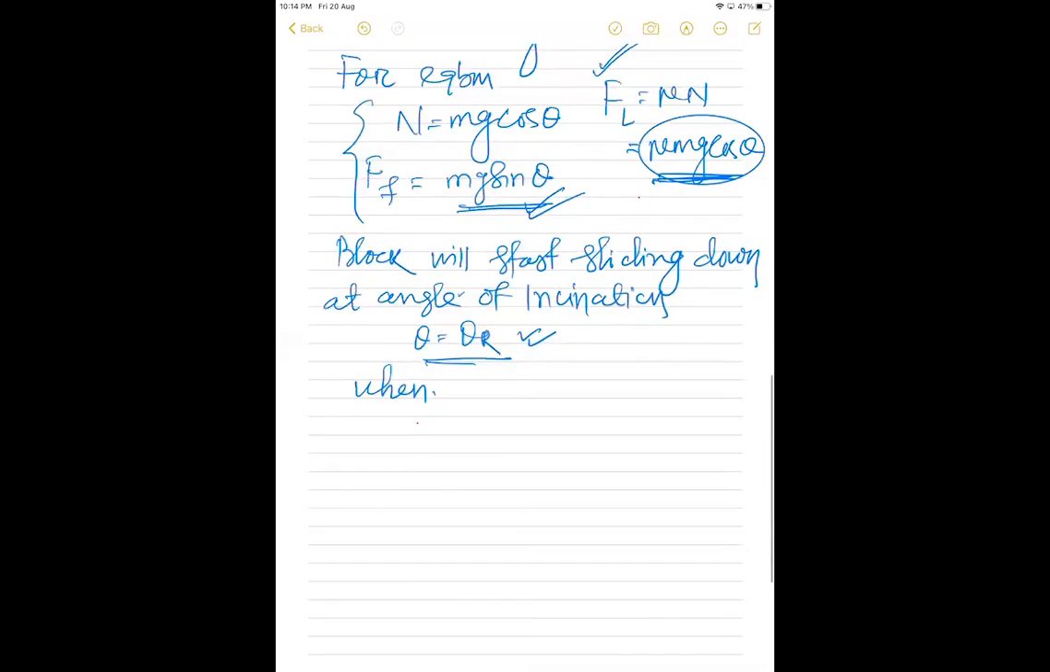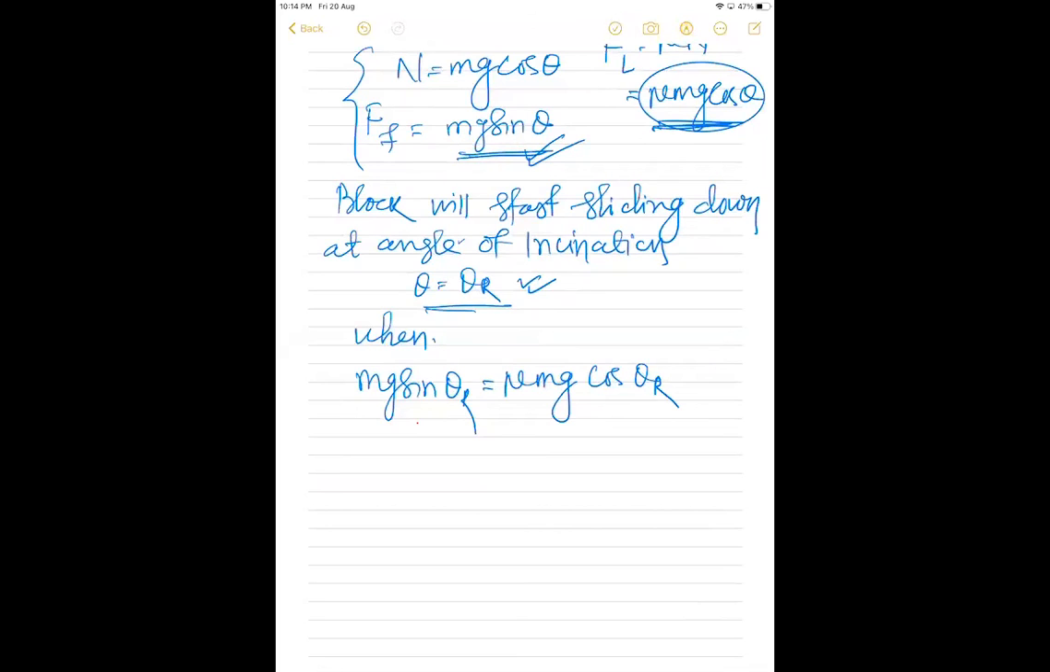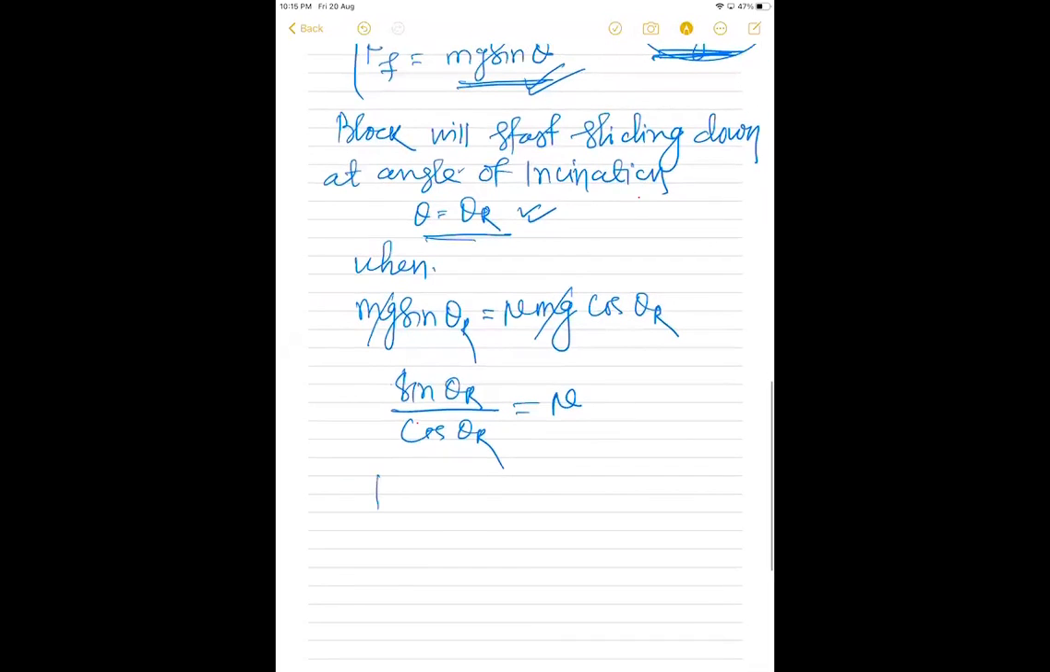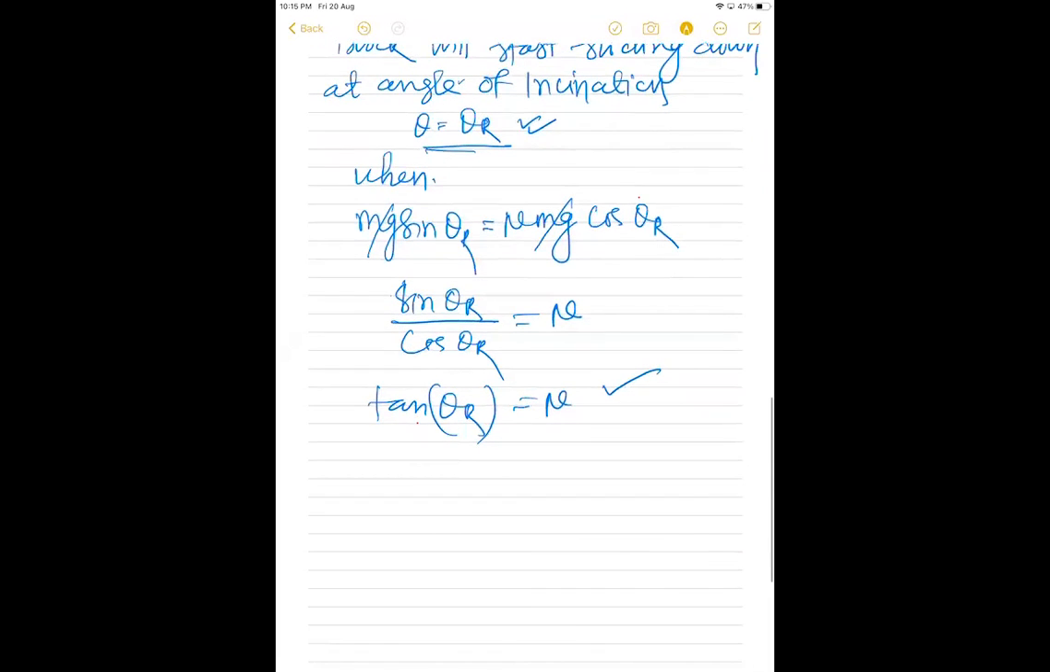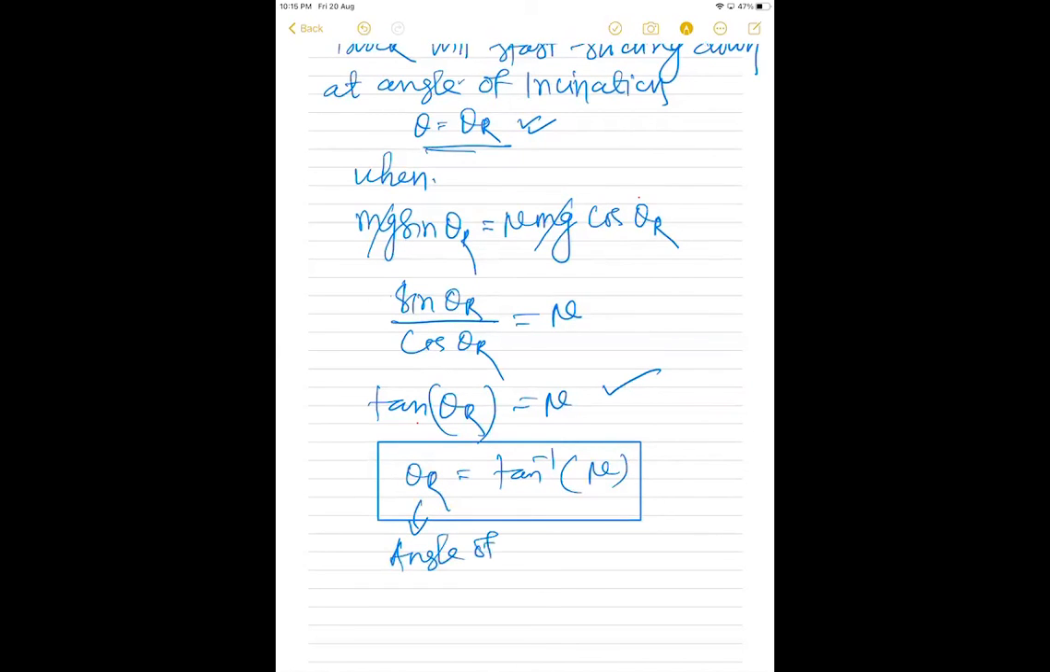And for the limiting condition, what will it be? mg sin theta r, right? For angle of repose, mg sin theta r should be equal to mu mg cos theta r. Yes or no? Students, getting or not? mg cancels, so you can write sin theta r divided by cos theta r is equal to mu. That means tan theta r is equal to mu, yes or no? And theta r is equal to tan inverse of mu. And in case of inclination, this theta r is known as the angle of repose.